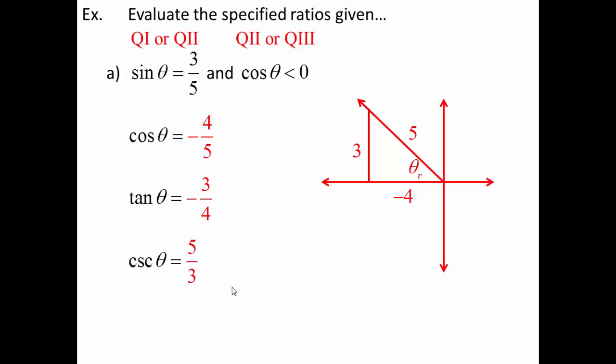So once you're done, double check your positives and negatives one more time. I'm in the second quadrant. Cosine is negative, tangent is negative, cosecant is positive. The signs make sense. Let's move on to the next one. So here's another one. Why don't you try this one on your own? Hit play when you're ready.